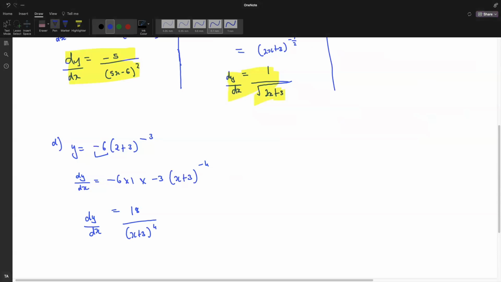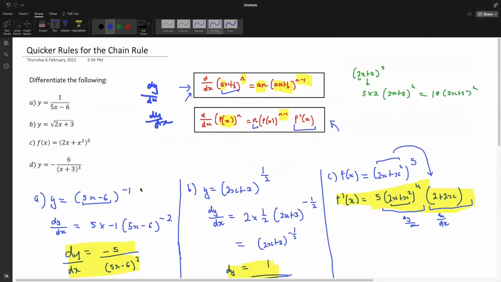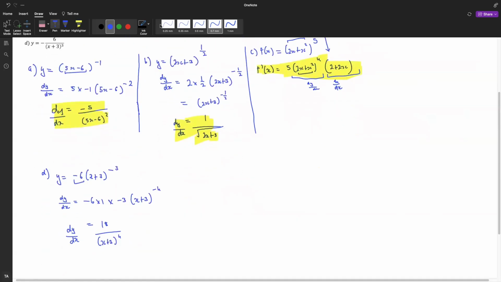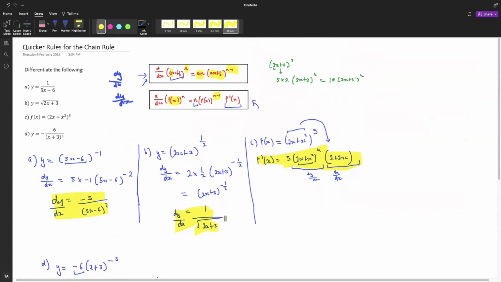Right, so it just becomes a lot easier to do these sorts of questions when we've got these quicker rules. But you should know the rules, so we understand how we base it off that, and how this is just sort of a simplification of the actual chain rule that we've read before.